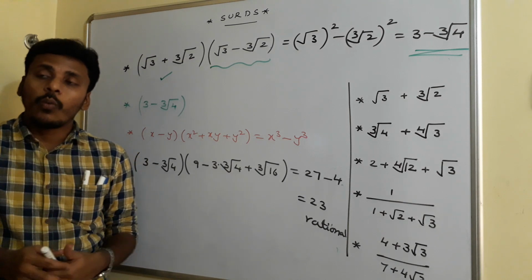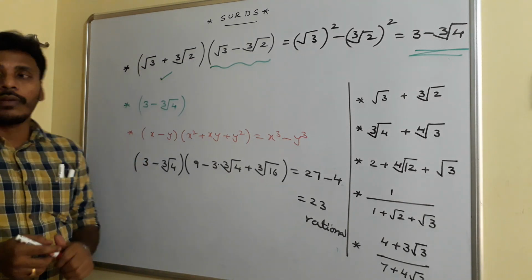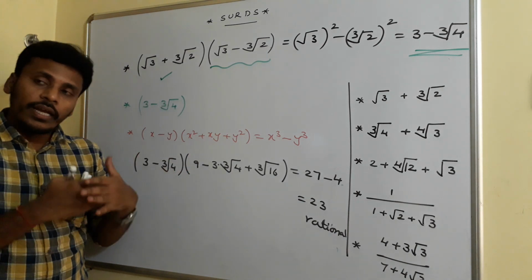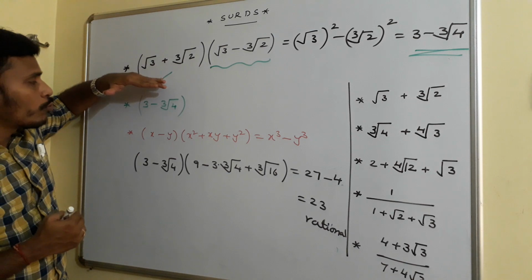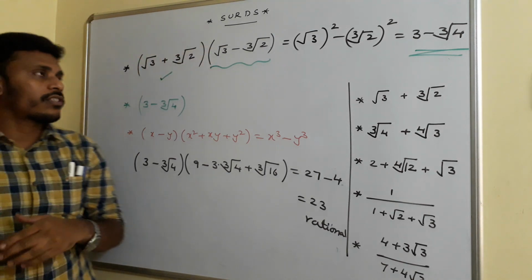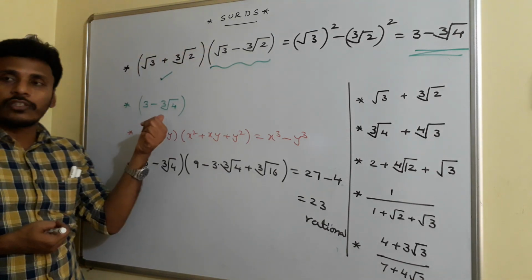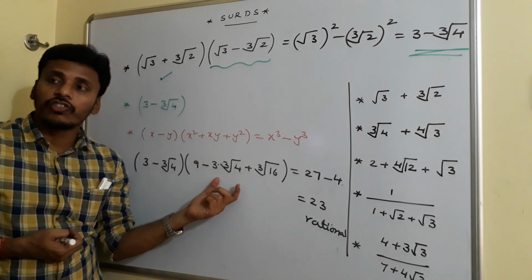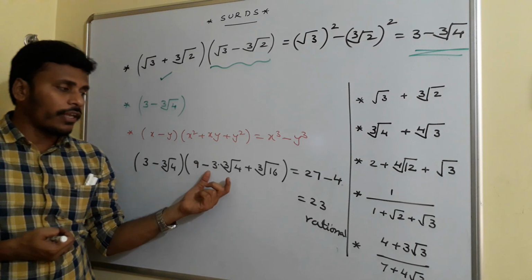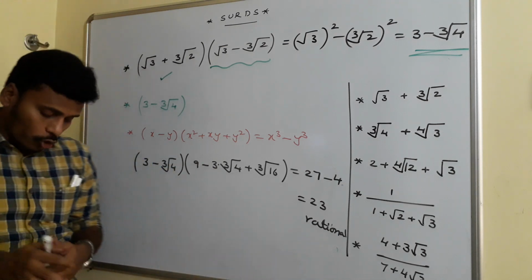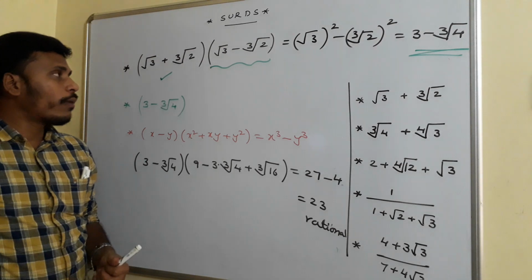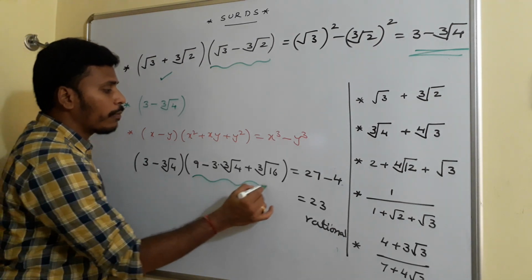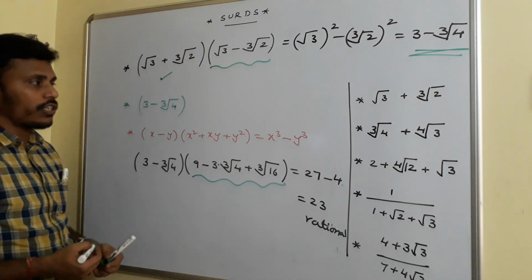So at the end, what is the rationalizing factor for this root 3 plus cube root 2? Two steps are involved in the problem. In the first step, root 3 plus cube root 2 is multiplied by root 3 minus cube root 2. The result is 3 minus cube root 4, not rational. To make it rational, again we need to multiply with this trinomial set. After multiplication, you will get a rational number. So in these two steps, you multiply first with root 3 minus cube root 2, next with 9 plus 3 into cube root 4 plus cube root 16.